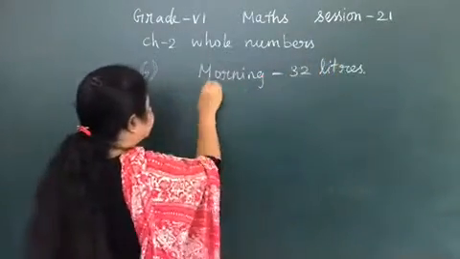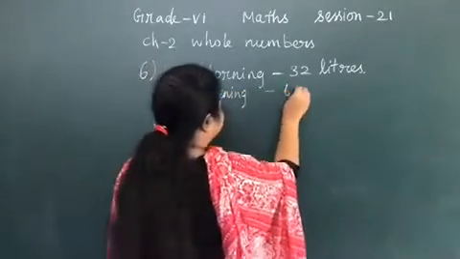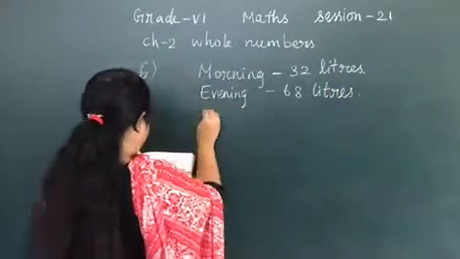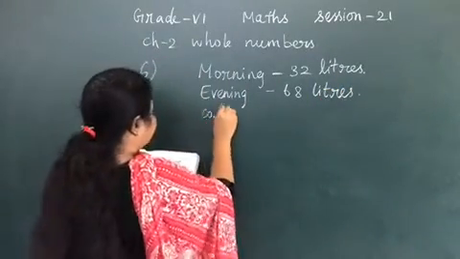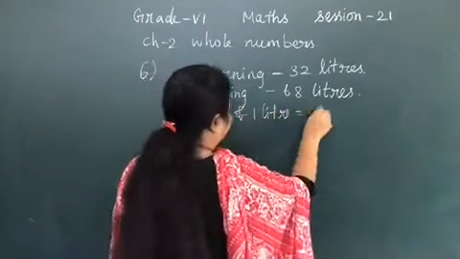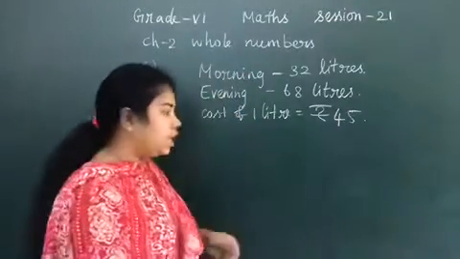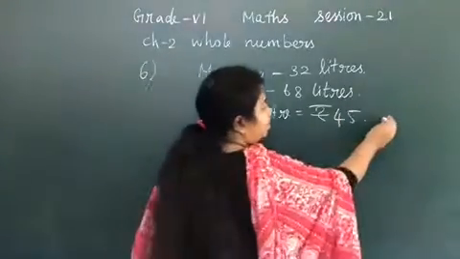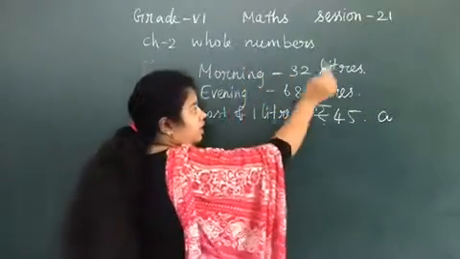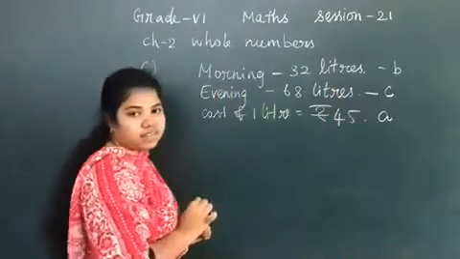And evening, 68 liters, and the cost of 1 liter of milk is rupees 45. So again, let the cost of 1 liter of milk be A, the 32 liters for morning be B, and the 68 liters be C.